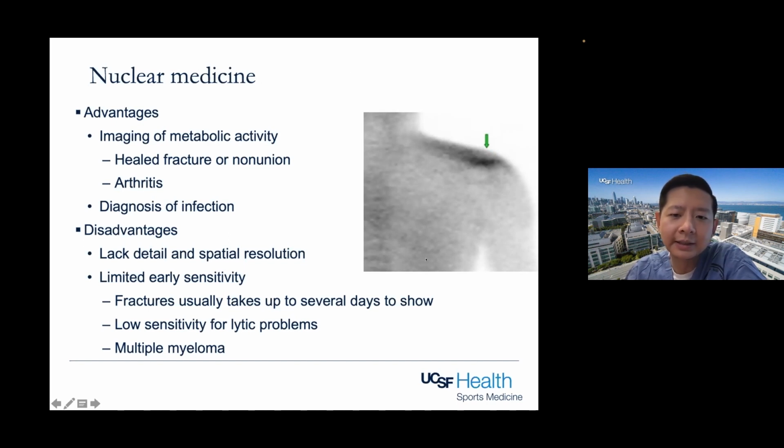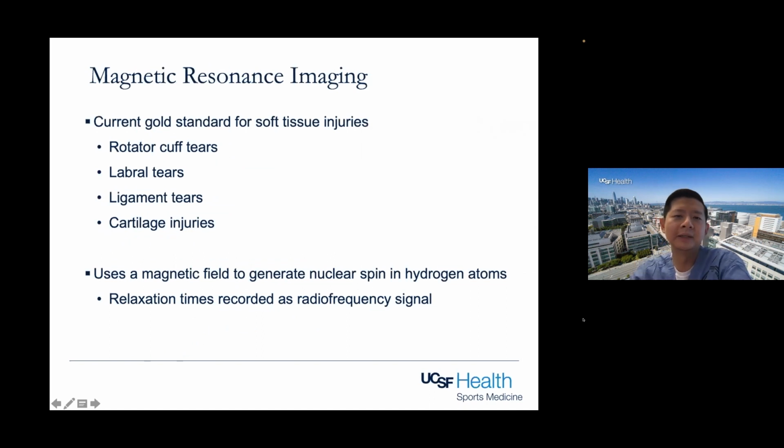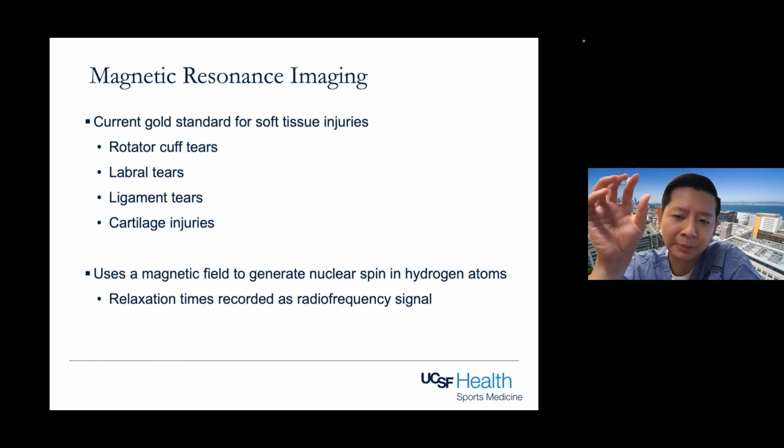And then the next one. The most common imaging modality we use for advanced imaging is MRI. This is currently the gold standard for soft tissue injuries, like rotator cuff tears, labral tears, ACL or other ligament tears, as well as cartilage injuries. They use a magnetic field to generate nuclear spin in the hydrogen atoms, and then as the hydrogen atoms relax, the time is recorded and can be translated into different images.